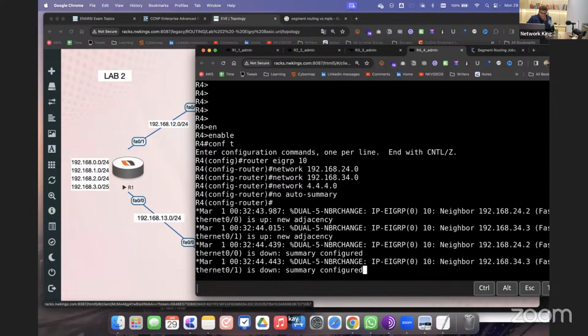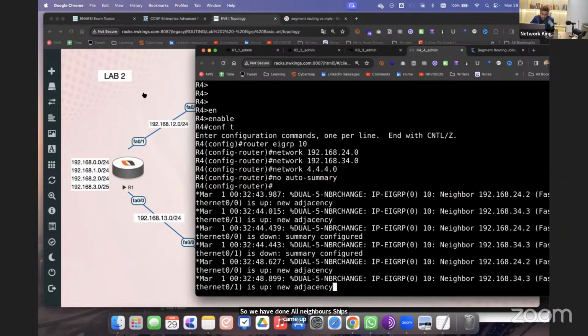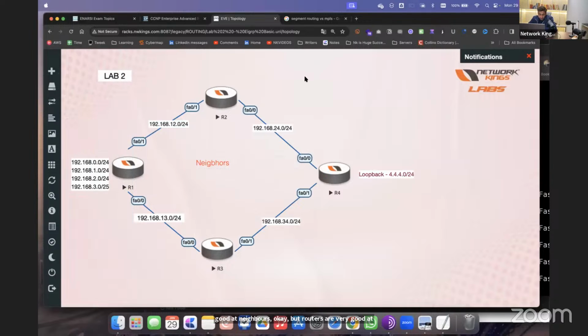So we have done. All neighborships came up. The best thing about EIGRP is that it believes in neighborship. Even we humans are not good at neighbors, but routers are very good at neighbors. They keep discussing with each other. They keep helping each other. Yes, this is EIGRP basic classic mode.